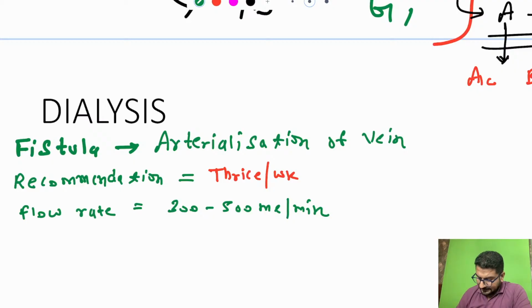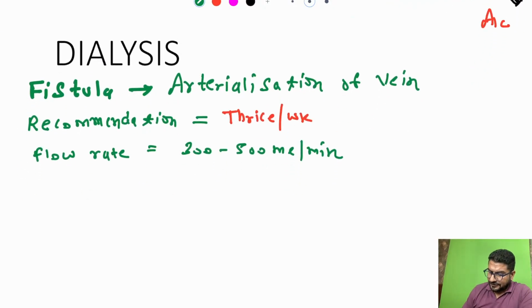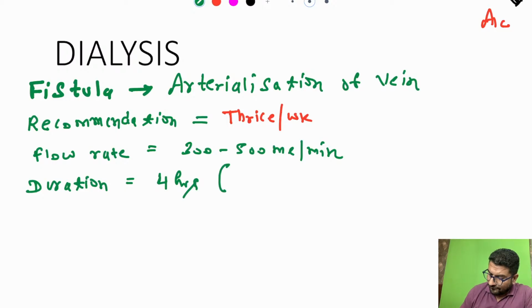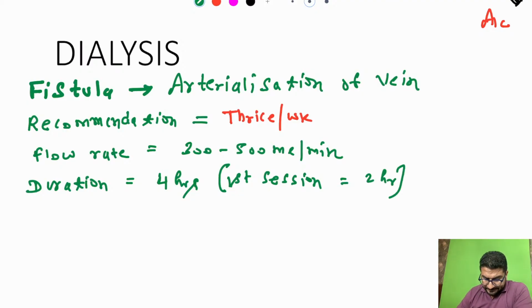Right, now understand they ask you what is the session duration. So duration means one dialysis on an average goes up to 4 hours. The first session is shorter. First session is of 2 hours. Right, first session will be 2 hours.